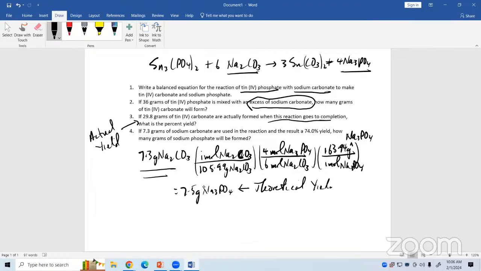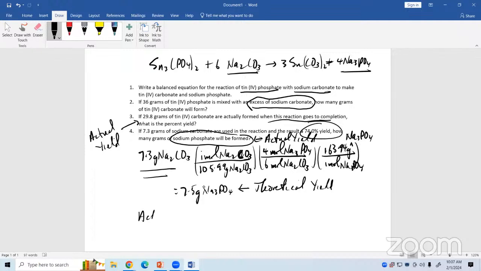All right. Now the question says that the percent yield is 74.0%. And the question is asking for the mass of sodium phosphate that would be formed. So this would be the actual yield. That's what the question is asking for. The question is asking for you to calculate the actual yield, right?